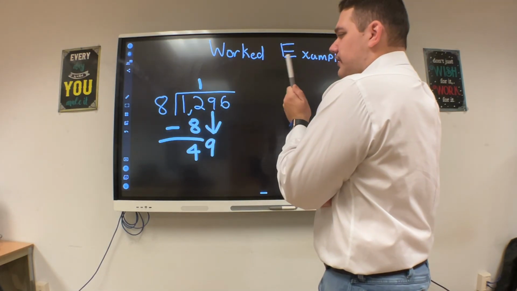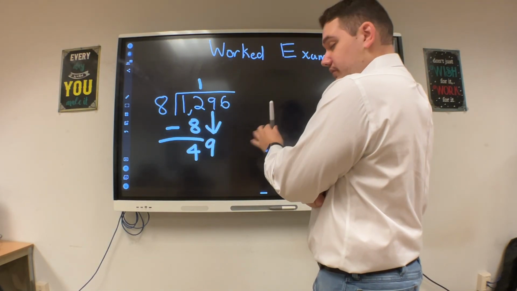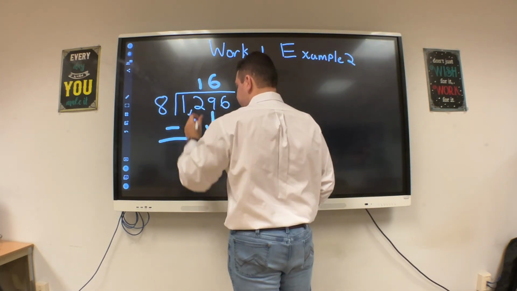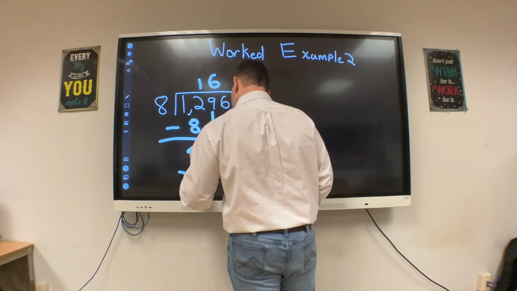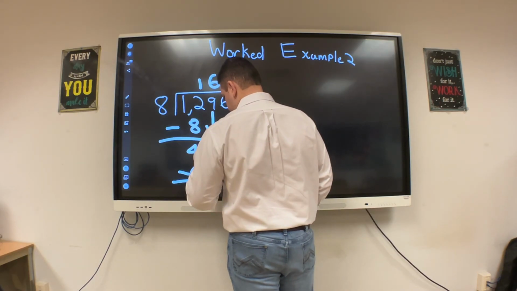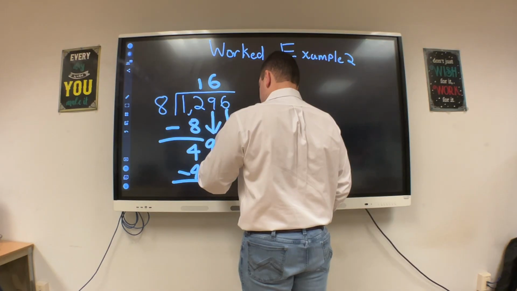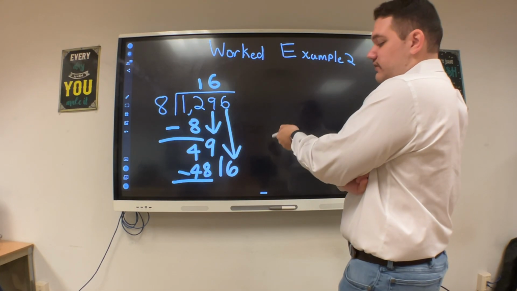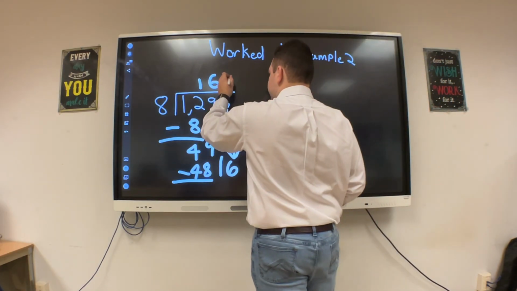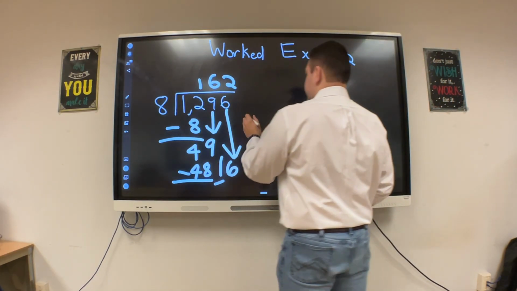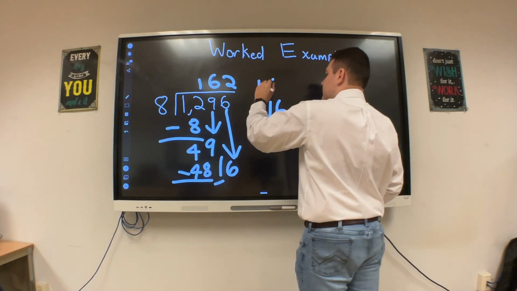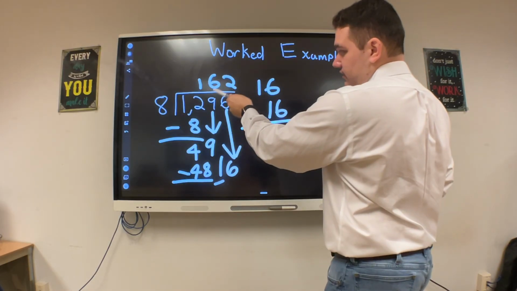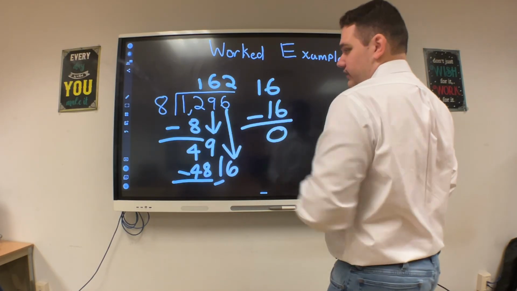Now, how many times will 8 go into 49? Well, I know my multiplication. I know 8 times 6 is 48. That's going to be as close as we can get. So 49 minus 48 is 1. And we're going to bring that 6 down to make it 16. Now, how many times will 8 go into 16? Well, it'll go in twice, because that's 16. 16 minus 16 is going to be 0. So that's it, we're done. 8 times 162 is 1296.